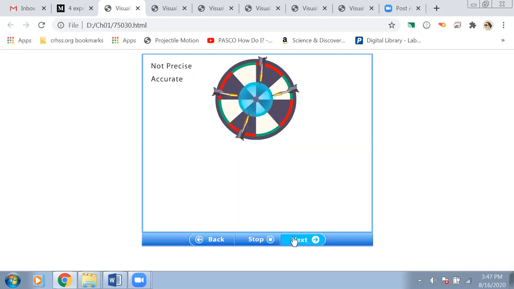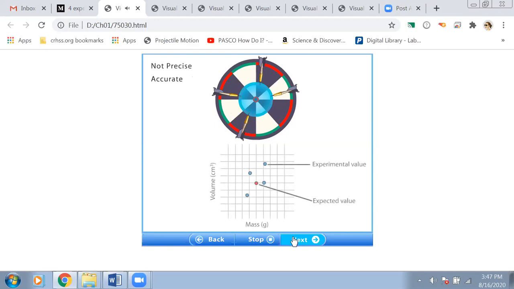Each of these darts landed reasonably close to the bullseye, but the throws are not clustered together and are not precise. In this experiment, the results would average to a value close to the expected value, so they could be considered accurate. They are not, however, precise. You could say that the error range is large when you're comparing it to the actual value.